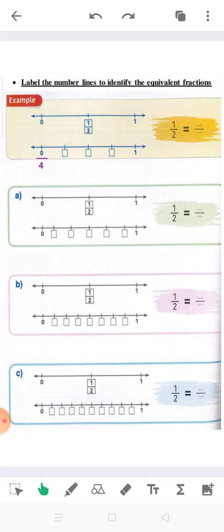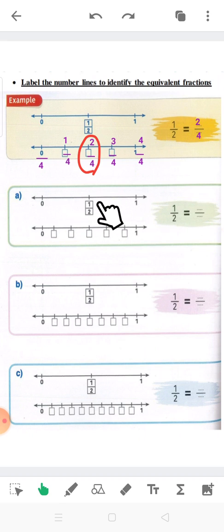Okay? And prepare it. 1/4, 2/4, 3/4. Of course, 1 is 4 out of 4. And the equivalent fraction is 2/4. Excellent. So we'll write 2 out of 4. Okay? Let's see the next.